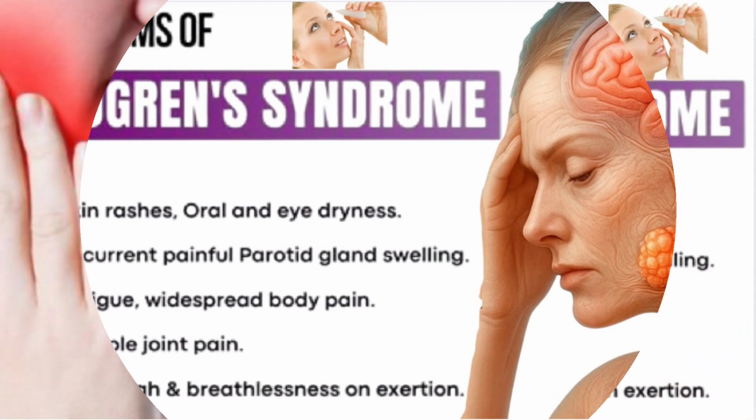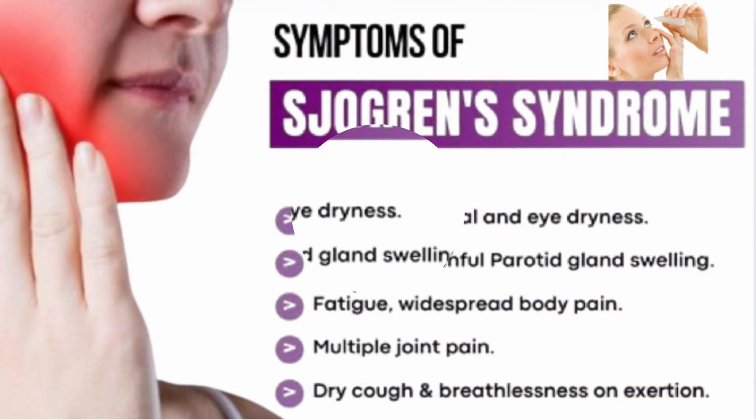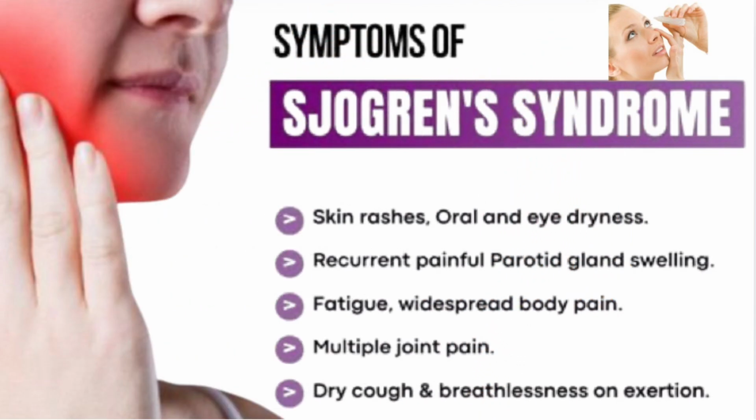This immune hyperactivation not only causes glandular destruction, but also increases the risk of B-cell lymphoma later in life. So the same immune process that dries the eyes and mouth also explains the systemic risk of malignancy. This understanding is key because it guides both symptom control and long-term vigilance.